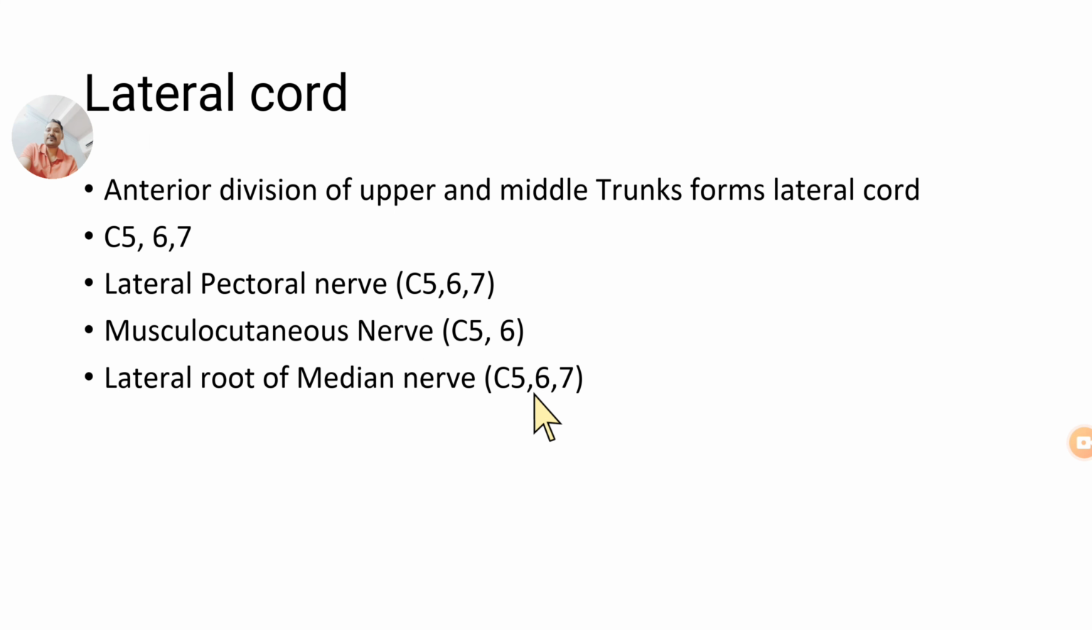Lateral root of the median nerve, it is actually the continuation of the lateral cord, C5, C6, C7. Okay, it joins with the medial root coming from the medial cord, and together it will continue down anterior to your axillary artery into the arm, and further it will cross the brachial artery medially; you find it in the cubital fossa. So all this is your median nerve. So lateral cord contributes to the lateral root, and it is the continuation of that lateral cord down.